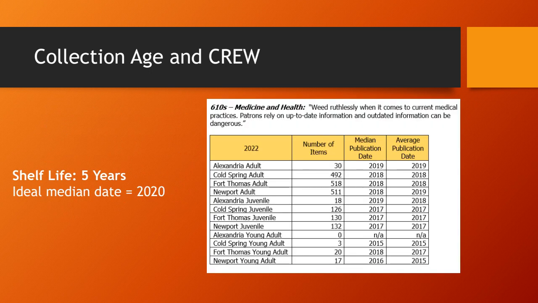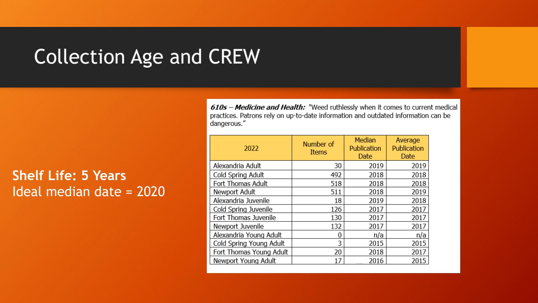Okay, so this is a table taken directly from the assessment, and it's the section where we're looking specifically at 610s. So we include what CREW dictates for this section. As you can see there, it says weed ruthlessly when it comes to current medical practices. Patrons rely on up-to-date information, and outdated information can be dangerous. So we look at all of our 610s in the system, the adult, juvenile, and young adult. We can see how many items we have in those sections. And then we have our median and our average publication dates.